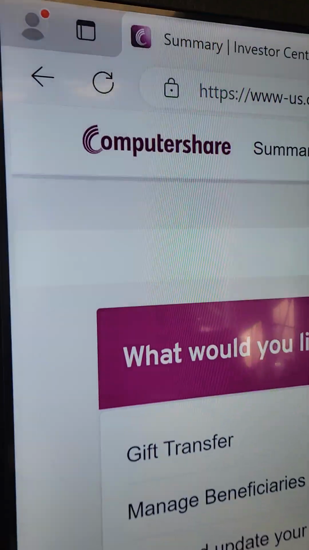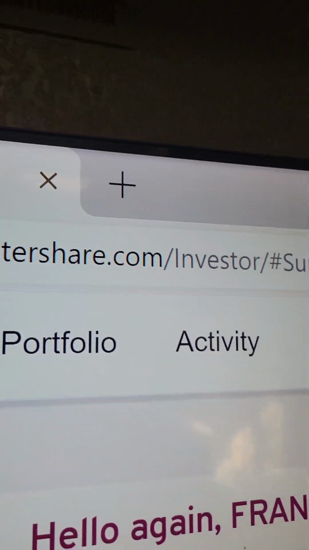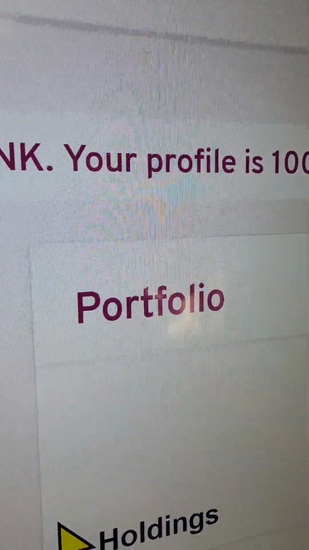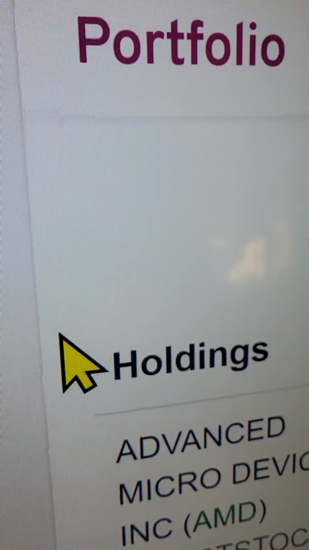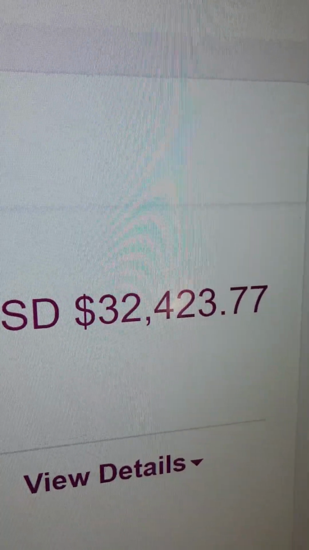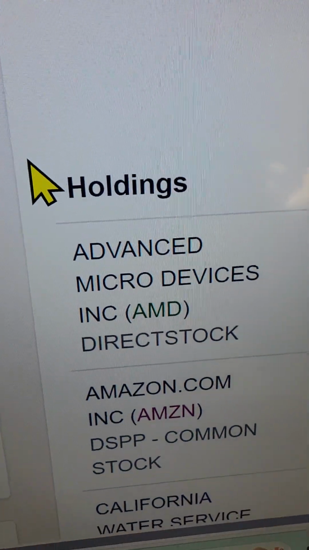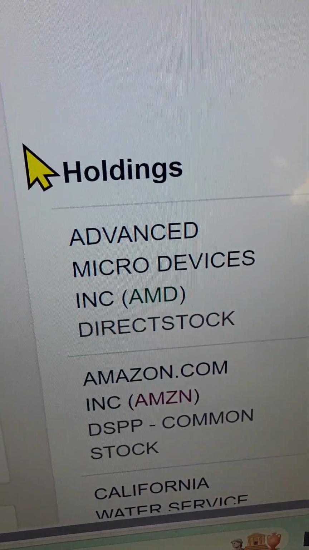Let me put this up so I can show you the rest of this stuff. So I'm going to turn you around, let you see. There we are. There's Computershare. That's the actual website. This is our portfolio. We want to go to our portfolio. There's the cursor. And our current value is $32,423.77. If you're new to this, this is the way you can buy stocks and make money without having a broker.